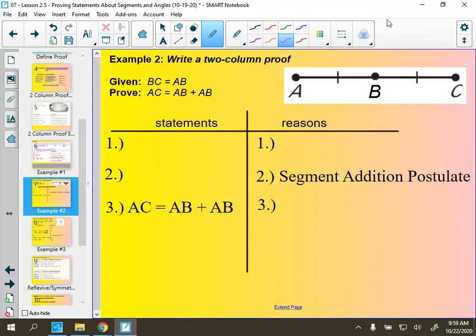I would say this one's more true geometric, where it's only a 3-step proof. There's definitely some stuff that we're going to have to fill in, but there's also some freebie stuff, right? We said, how do we start every proof? It always starts with the given information.